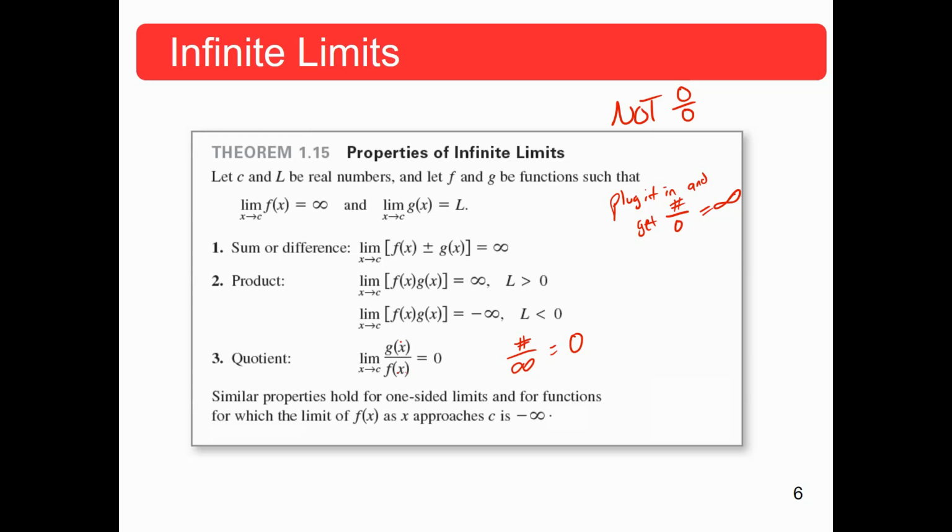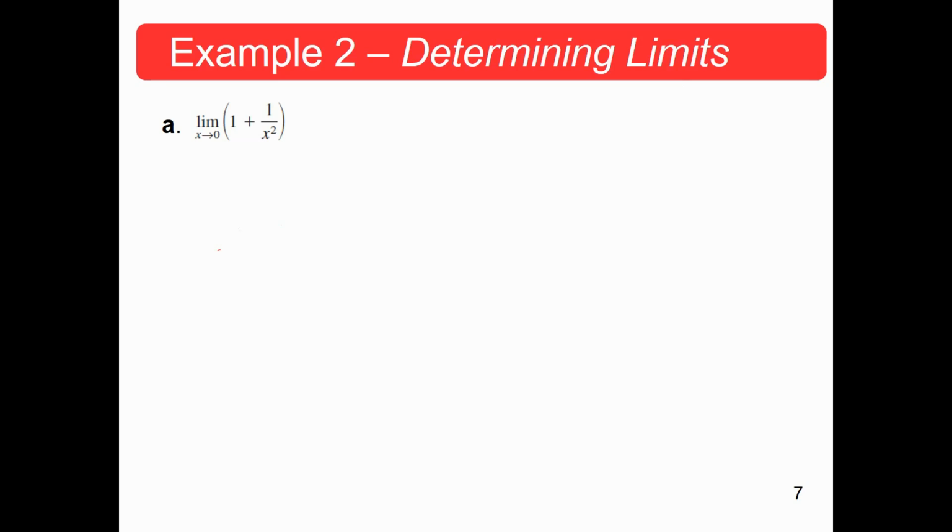So let's look at a couple of examples. 1 plus 1 over x squared. Here, if we plug in 0, we get 1 plus 1 over 0. That's 1 plus infinity, which is just infinity.